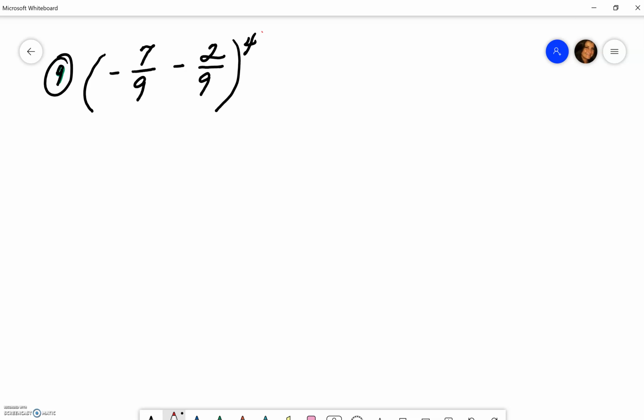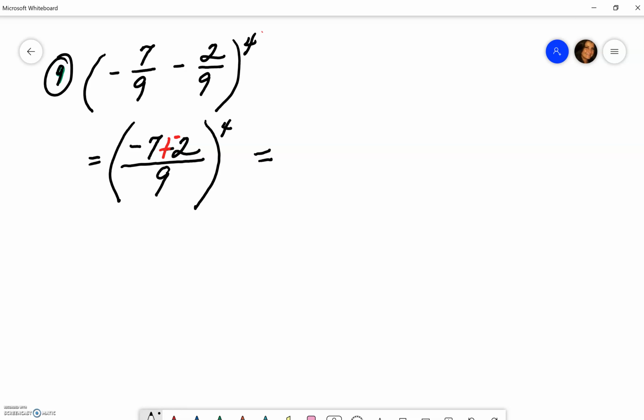So off to the side, I'm just going to rewrite this as negative 7 minus 2 all over 9. I'm sorry, let me rewrite that. So we have negative 7 minus 2 all over 9. And we're still going to solve inside the parentheses before we take it to the 4th power. Now remember, the rule states we're going to change this to a plus sign, make that a minus. So now we know we end up with negative 9 over 9. So you might start seeing what's happening here. So we have negative 9 over 9 to the 4th power.